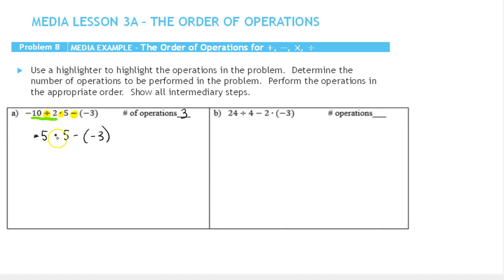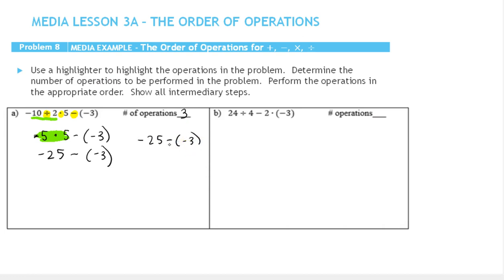Okay. Now we have multiplication and subtraction. Multiplication comes first, so we're going to do this operation next. Negative 5 times 5 is negative 25, because a negative times a positive is negative. And now bring down the rest. Okay. I'm going to do a little work on the side here. So we have one operation left, and that's subtraction.